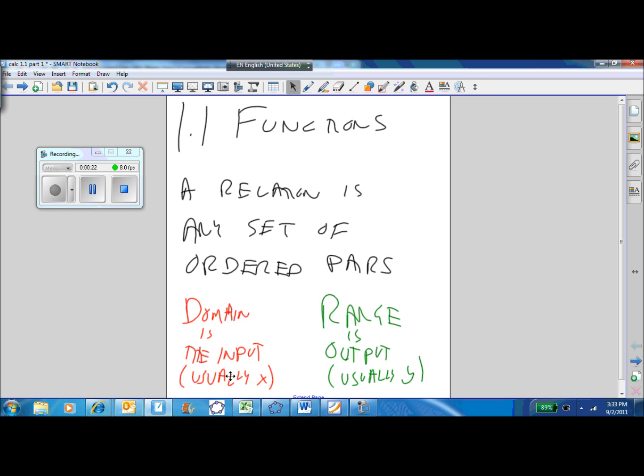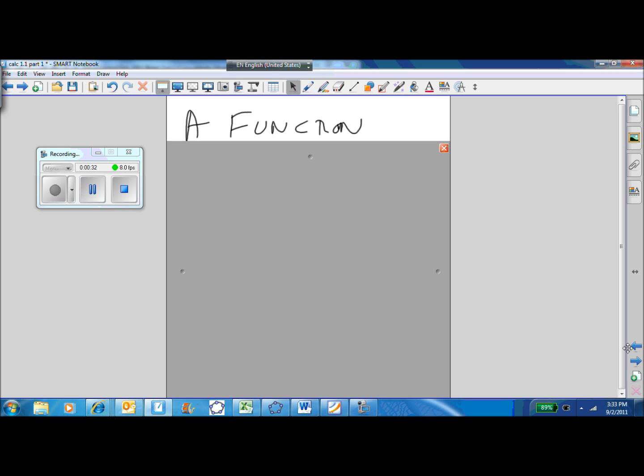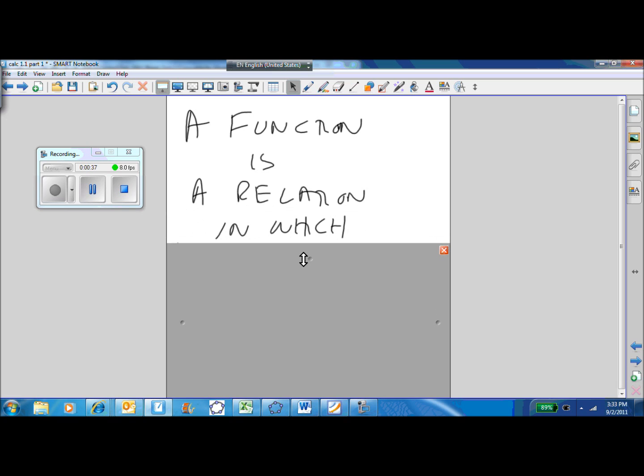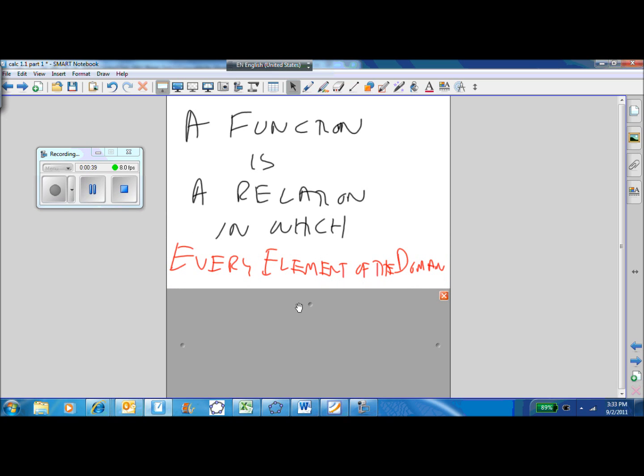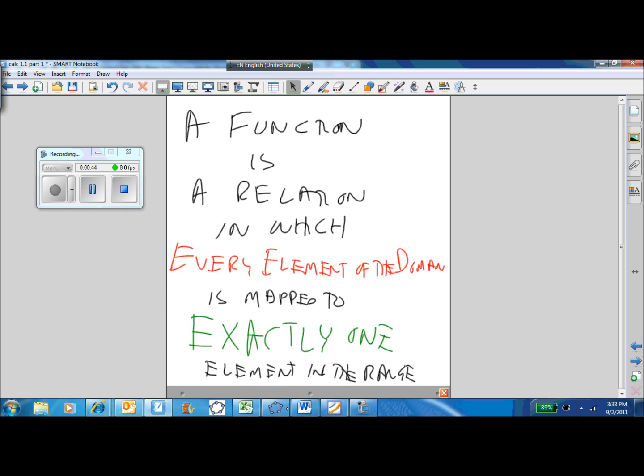The domain is considered the input, what goes into the function. Usually those are x variables. And the range is what comes out, the output, y variables. Now, a function specifically is a relation in which every element of the domain is mapped to exactly one element in the range. That's a function. That's our formal definition. And we're going to see in class how this relates to many different ways of looking at a function in terms of the vertical line test and things like that.